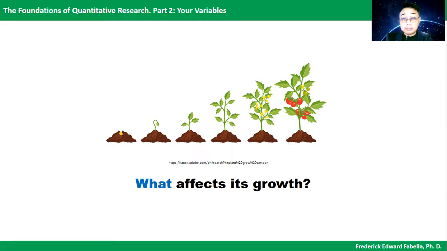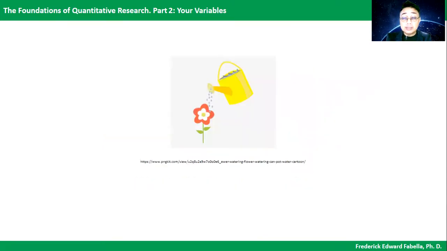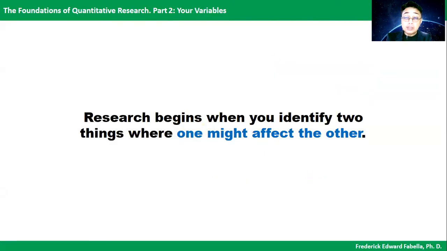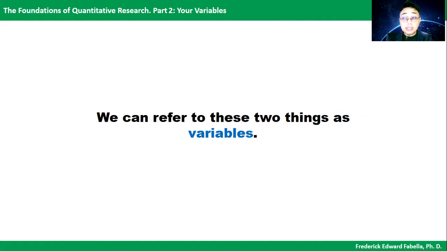So perhaps one of them asked the question, what affects its growth? And maybe they could have thought that perhaps water affects its growth. So you might want to ask that question and try to test whether your answer is true. Does water affect its growth? So research begins when you identify two things where one might affect the other. So we can refer to these two things as variables.